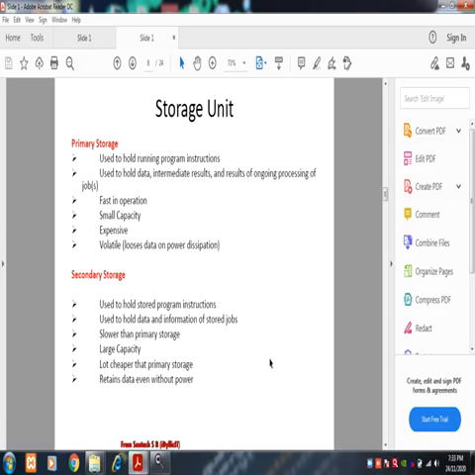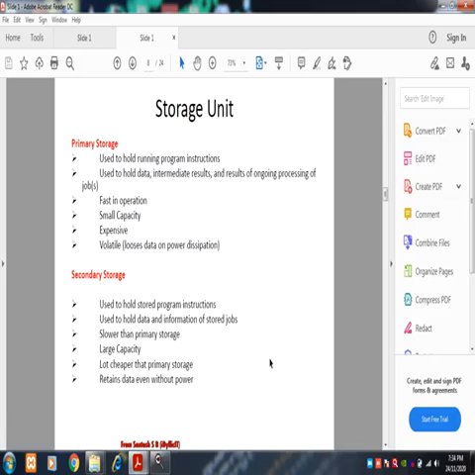Okay, next, it is expensive. Yes, primary storage is expensive, and it is volatile. Why is it volatile? There is a chance of loss of data and power dissipation. So this is one of the disadvantages of primary storage. It is volatile, there is a loss of data and power dissipation. So this is primary storage.